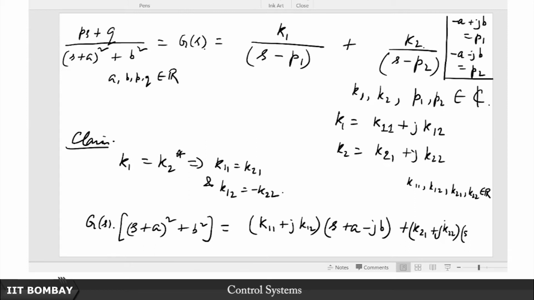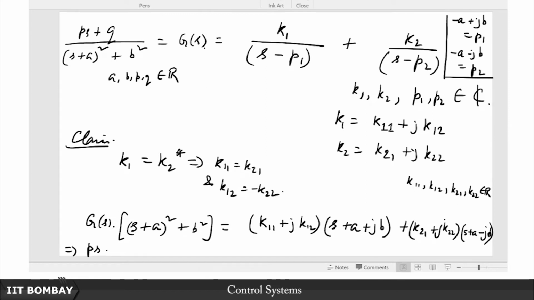So we are left with s minus p1 on top, which is basically s plus a, okay, this was s minus p2, right, so this should be plus. So this is s plus a minus jb, right, and now all that we need to do is equate the coefficients. So what is this? This is nothing but it is going to give us ps plus q. Remember, p and q are real numbers, and that is basically what is going to prove to us that k1 and k2 are complex conjugates of one another. I will show you in a bit.